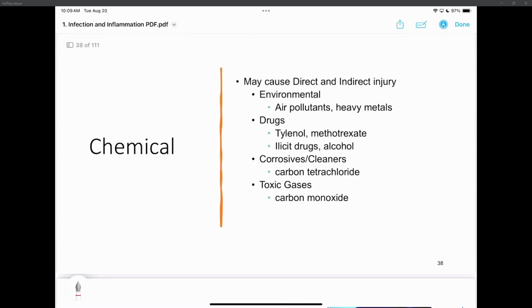Chemical burns and cause problems, obviously direct and indirect injuries, and environmental issues, air pollutants, heavy metals. This is why it's very important in your history taking, depending on what kind of complaints they're having, knowing what they do for work. Because if you find out what they do for work, and let's say they're a house cleaner. House cleaner with chemicals all the time from cleaning everything. They may have a workplace injury from doing that.